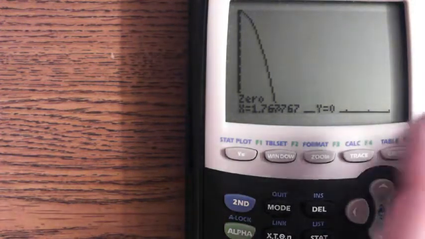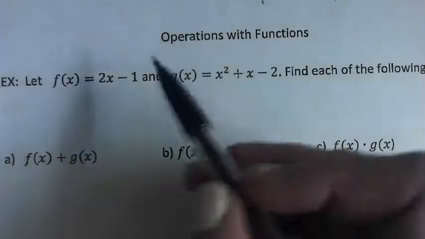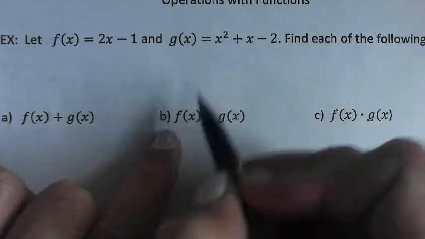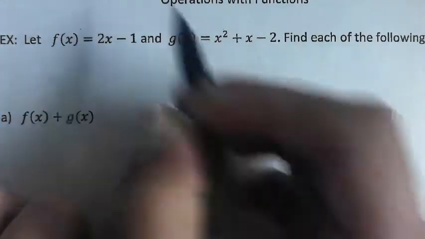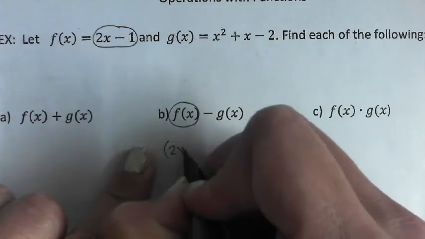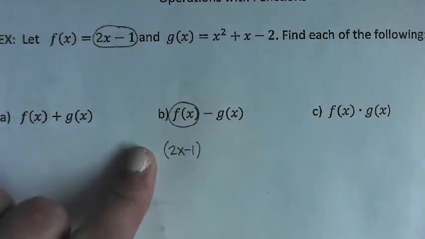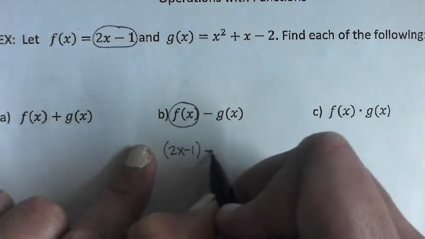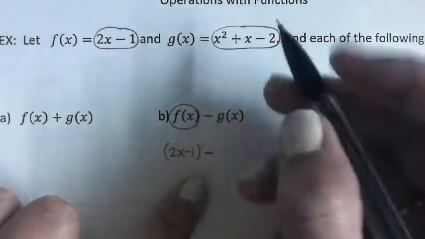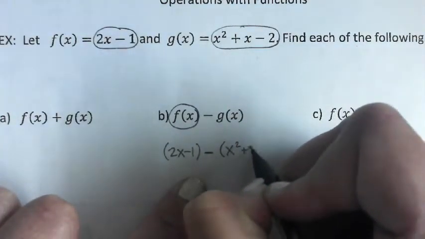Okie doke. All right, the last section at the bottom here. Taking function notation and performing operations. So let's actually do B first. It wants you to take f of x. F of x is 2x minus 1. So I'm going to replace f of x with 2x minus 1, again, always keeping parentheses after it. And I'm going to subtract g of x. So I'm going to replace g of x with x squared plus x minus 2.